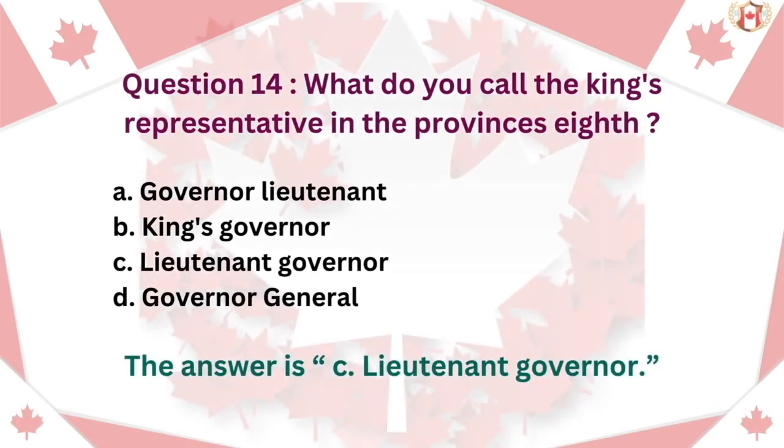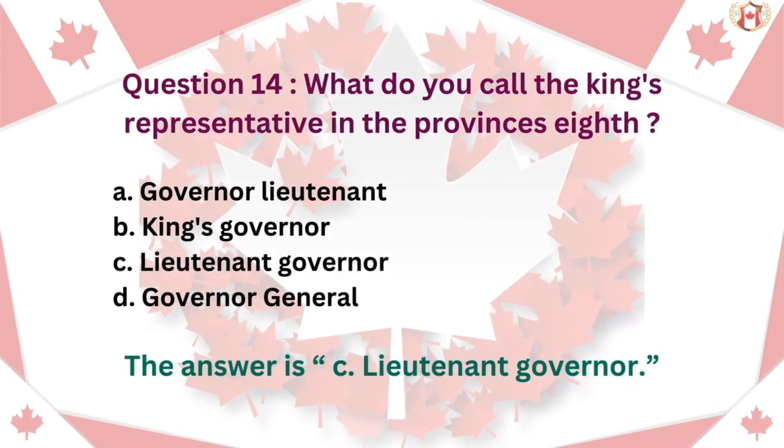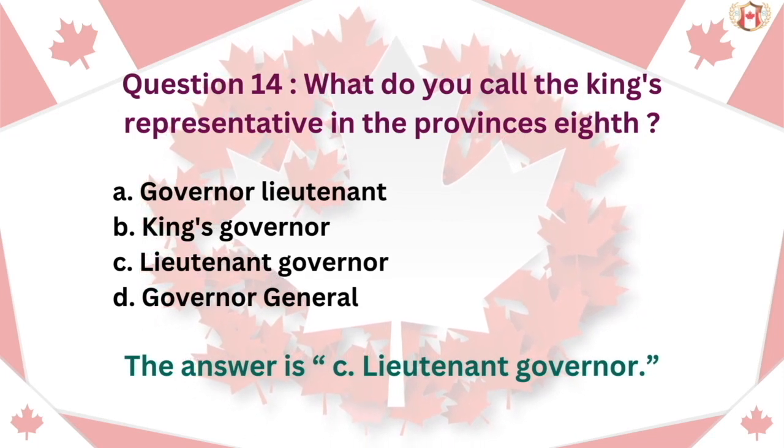Question 14. What do you call the King's representative in the province? A. Governor-Lieutenant. B. King's Governor. C. Lieutenant Governor. D. Governor-General. The answer is C. Lieutenant Governor.